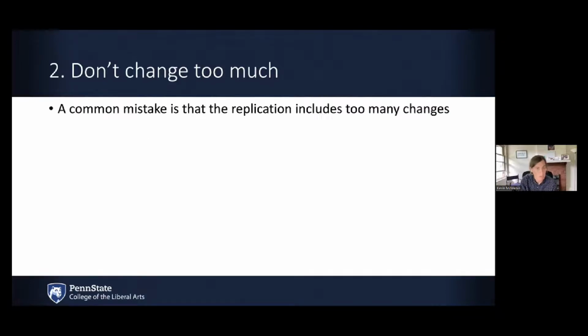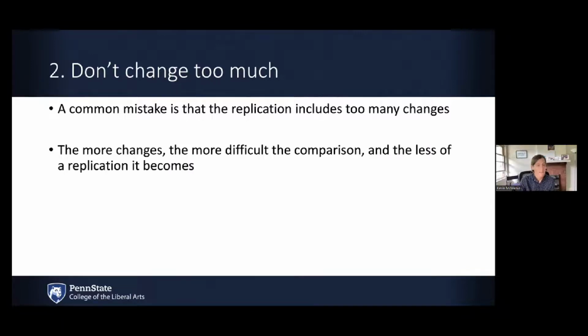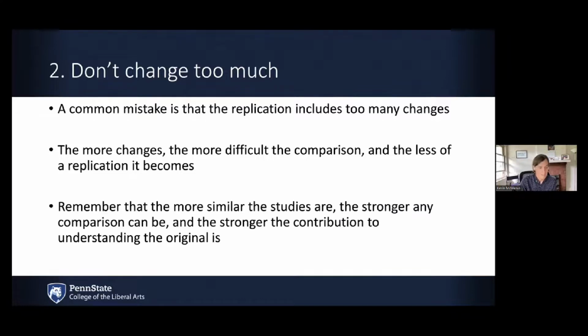Don't change too much, right? A common mistake in replication study design is that too many changes are made. And the more things that are different between the studies, the more difficult meaningful comparison is, and the less of a replication study it actually becomes. Because remember, when you do a replication, your aim is to repeat the methodology to better understand how that study's methodology led to those particular findings.